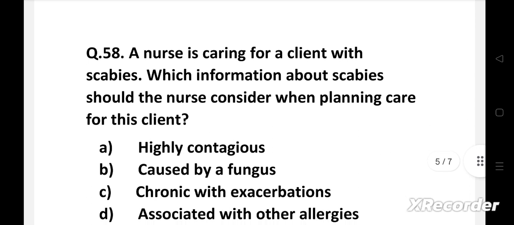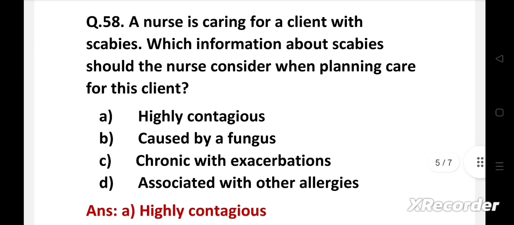Next question. A nurse is caring for a client with scabies. Which information about scabies should the nurse consider when planning care for this client? Option A, highly contagious. B, caused by a fungus. C, chronic with exacerbations. D, associated with other allergies. Right answer is option A.